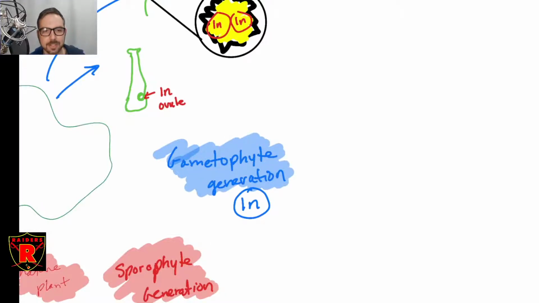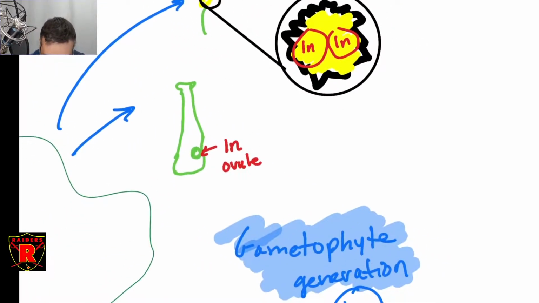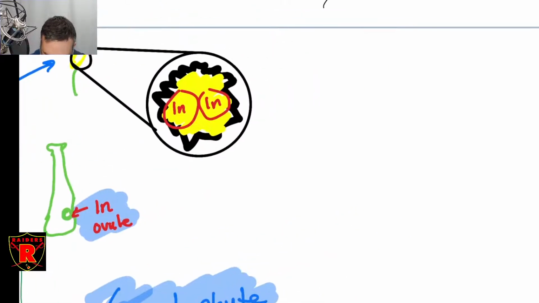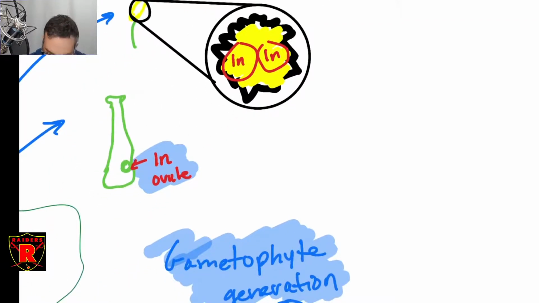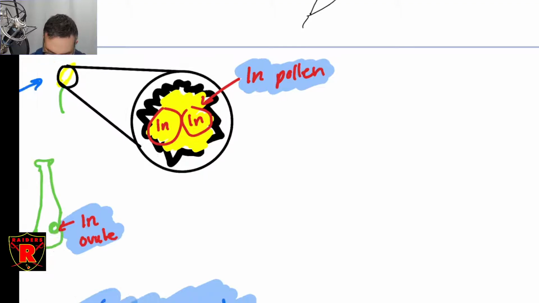I'm going to highlight everything that's the Gametophyte generation in blue. But again, if it's 1N, that's the Gametophyte. So here we go. We've got an ovule. That's Gametophyte. And here, if I add a descriptor, I'm going to call these 1N pollen. Okay, Gametophyte.